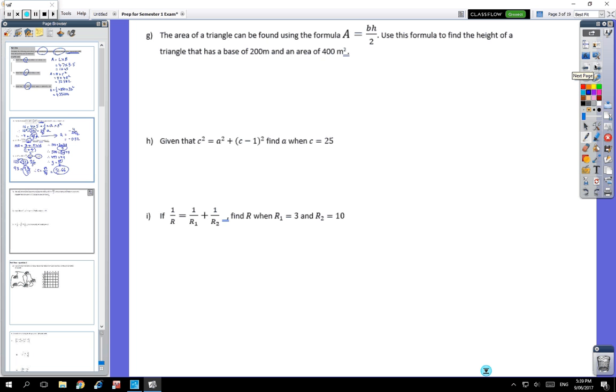Okay, moving on. So the area of a triangle is blah, blah, blah. Use this formula to find the height of a triangle that has a base. Okay, so we've got to try and find the height, which is that letter there.